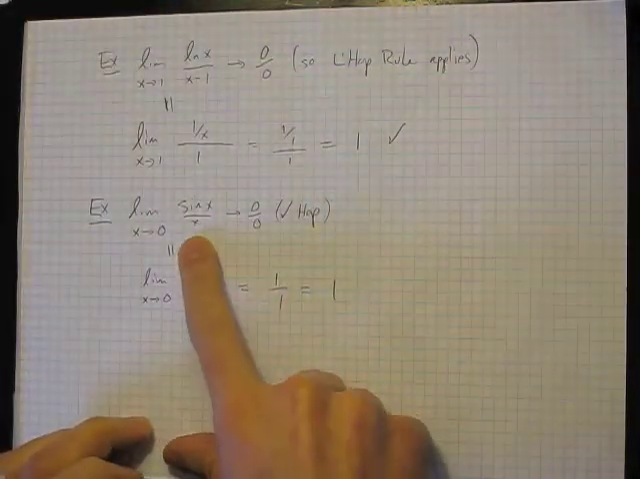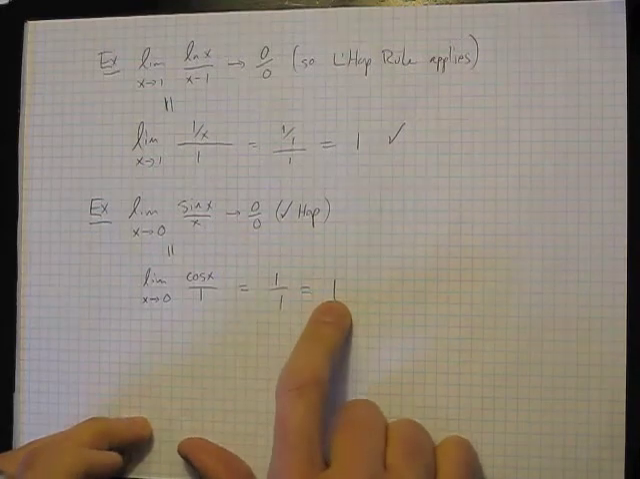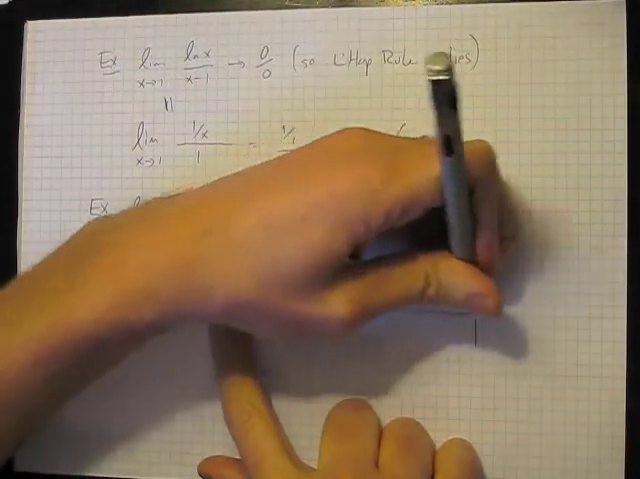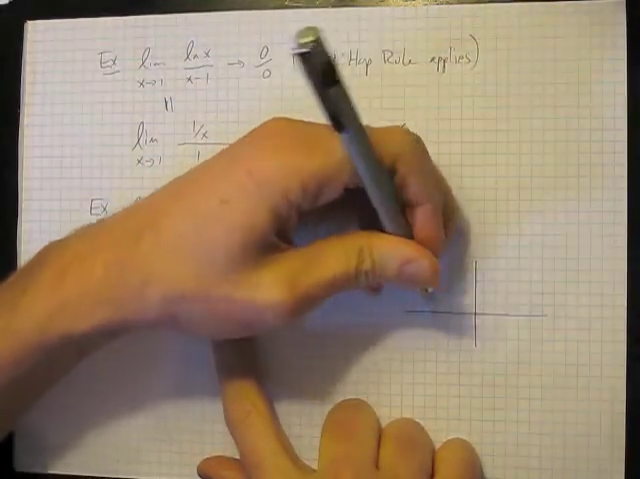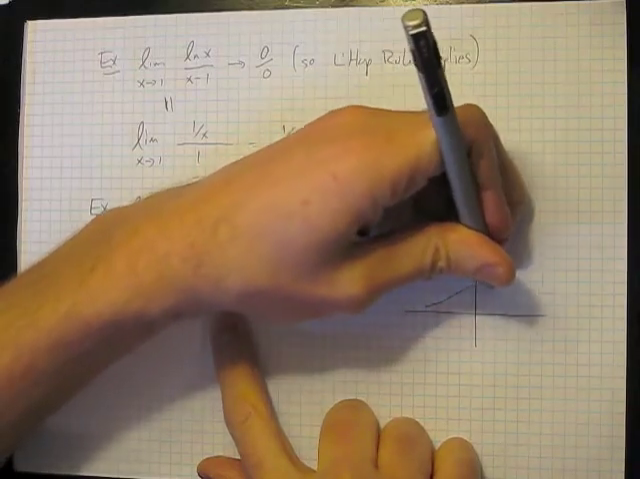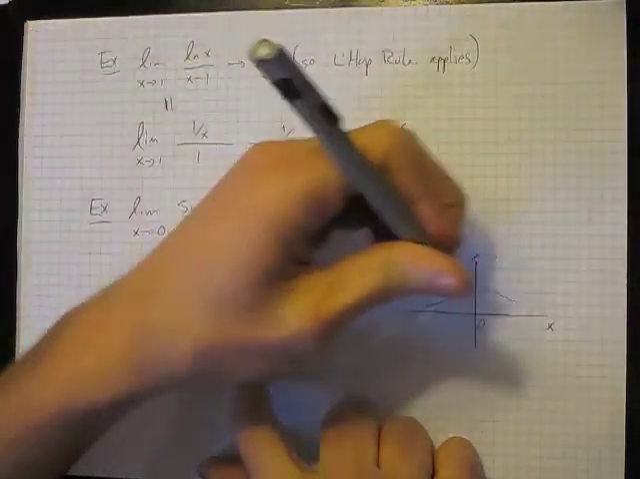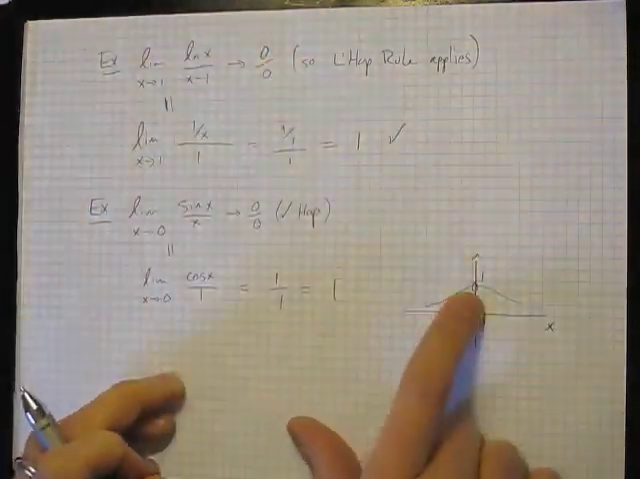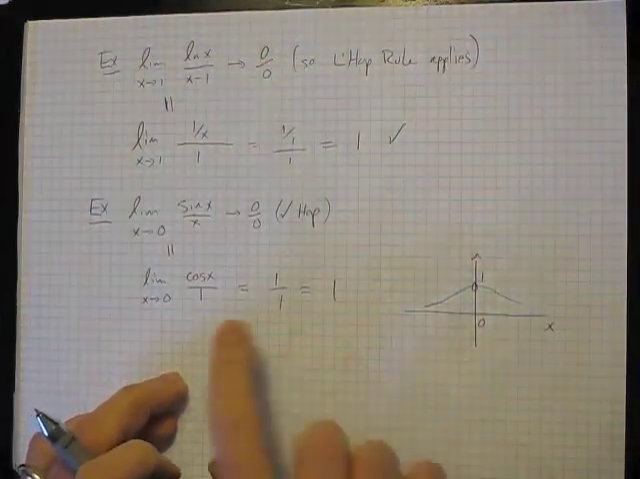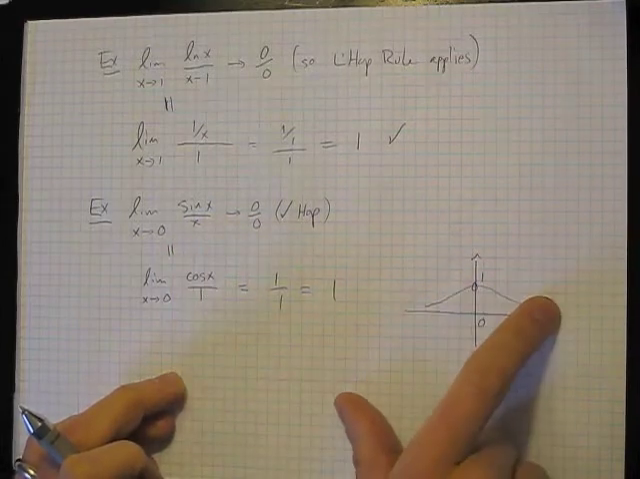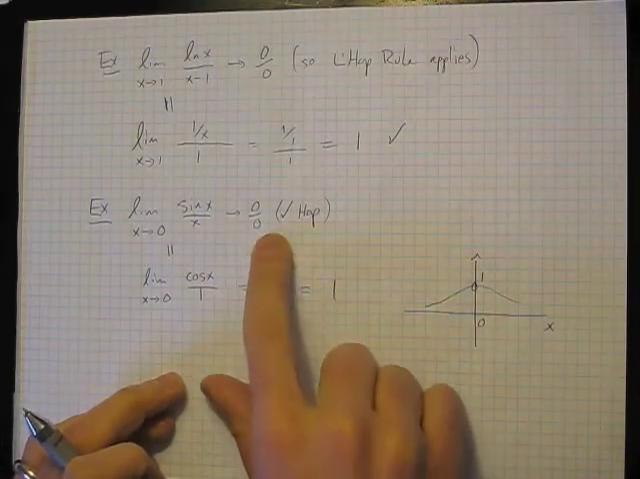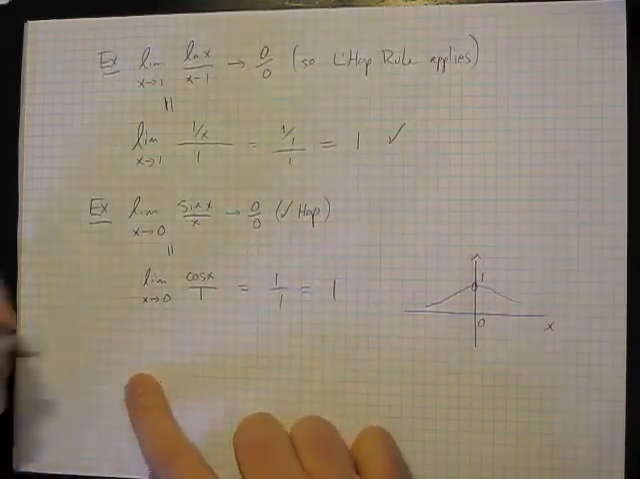Okay? And in fact, if you graph this function, it will pass through the height 1. The graph of sine of x over x looks a little bit like this. Right around x equals 0, it passes through the point, the height 1. So if you graphed this function, you would see this behavior and you would guess the limit was 1, but you can only verify it using L'Hopital's rule.